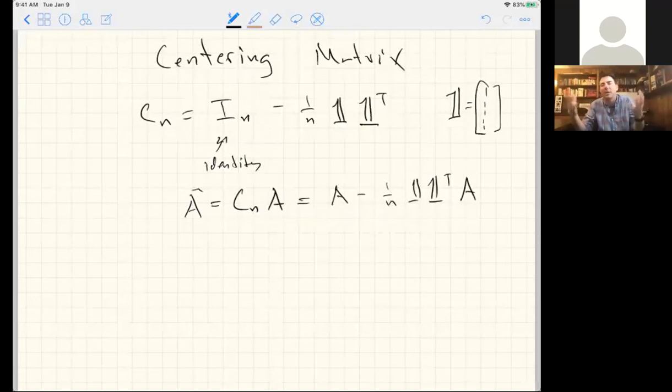But linear algebraically sometimes it is useful to write this way. When we do MDS next week, it'll be more convenient to just use this. We'll talk about double centering, which is applying this twice.